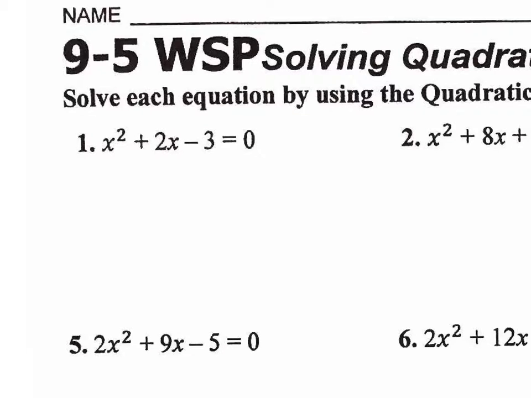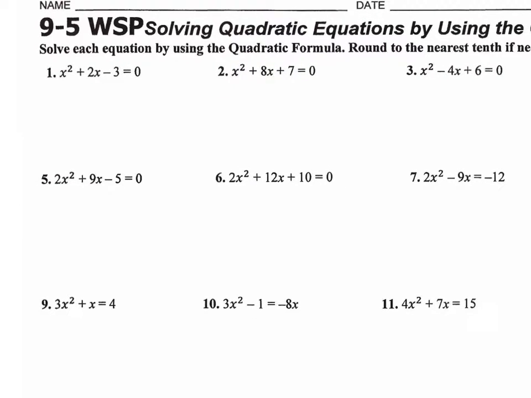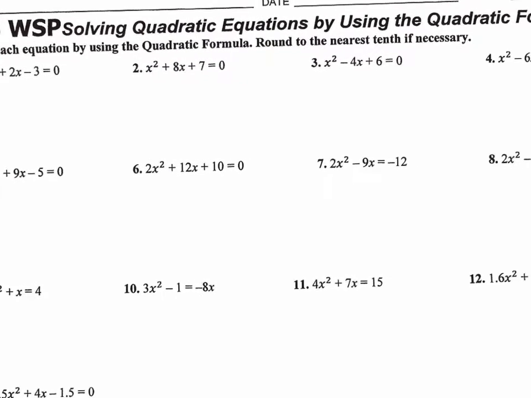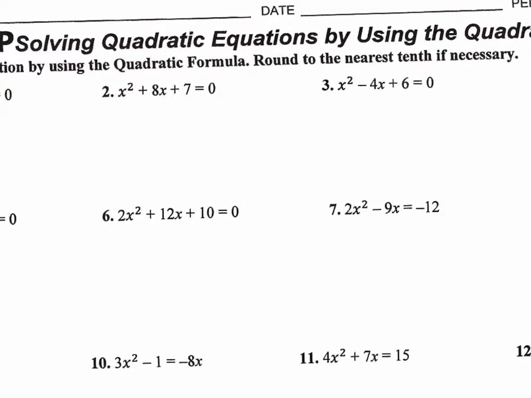This is worksheet 9.5 WSP. This is all about the quadratic formula and the discriminant. So up here, it says solve each equation using the quadratic formula. And it also says round to the nearest tenth if necessary. I don't even want a decimal number. If you end up with a decimal, just leave it in radical form. Leave it with the square root. Leave it with the plus or minus square root value.